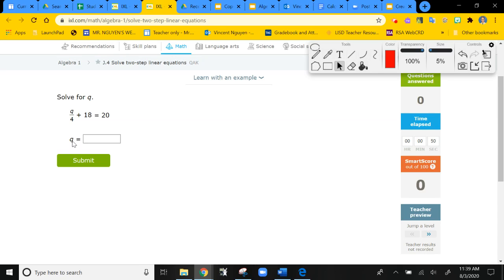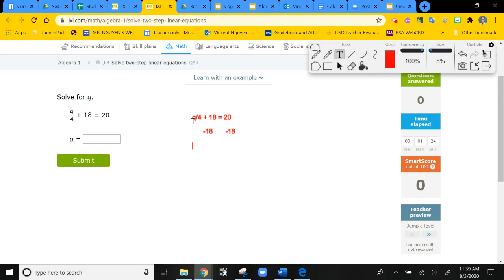So the first thing I'm going to do is take away this 18 by subtracting it, right? I'm going to be subtracting the 18 from both sides of the equation. Let me write it all. So it's Q divided by 4 plus 18 equals 20. The first thing I'm going to do is take away the 18, and I've got to do it on both sides, right?